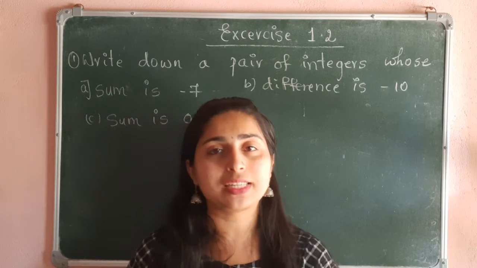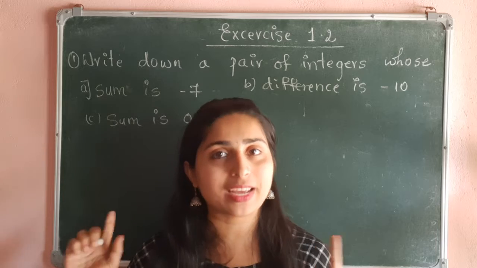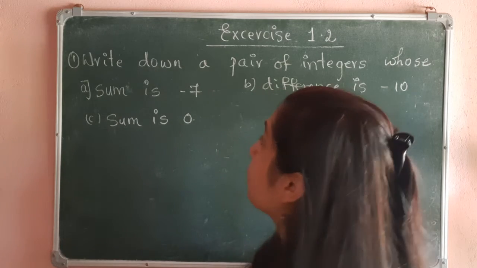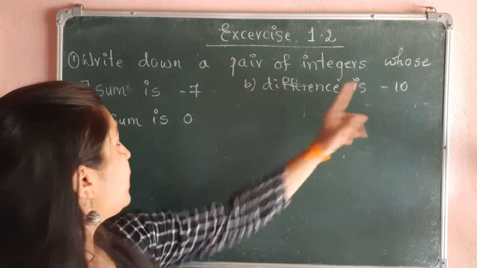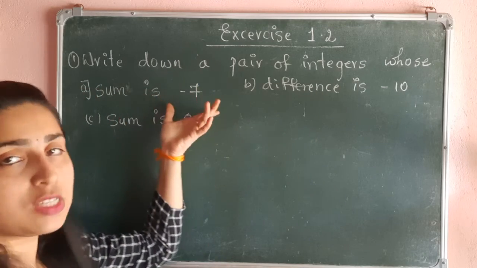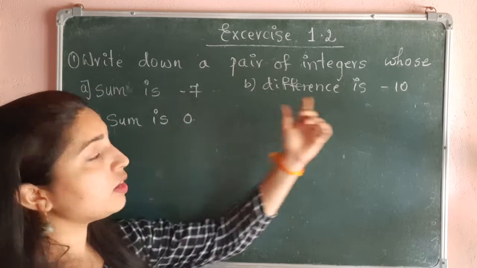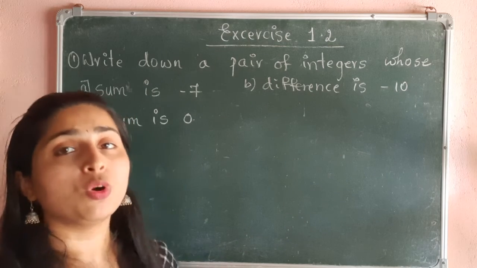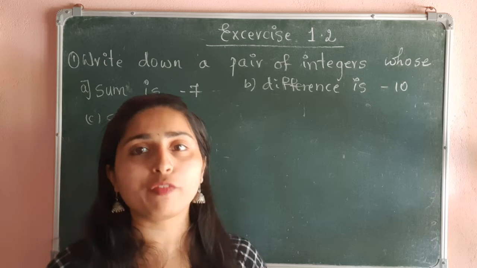In this video, let us solve question number 1 of exercise 1.2. So, first let us read the question. Write down a pair of integers whose first, sum is minus 7, second, difference is minus 10, third, sum is 0. So, you have to write a pair of integers.